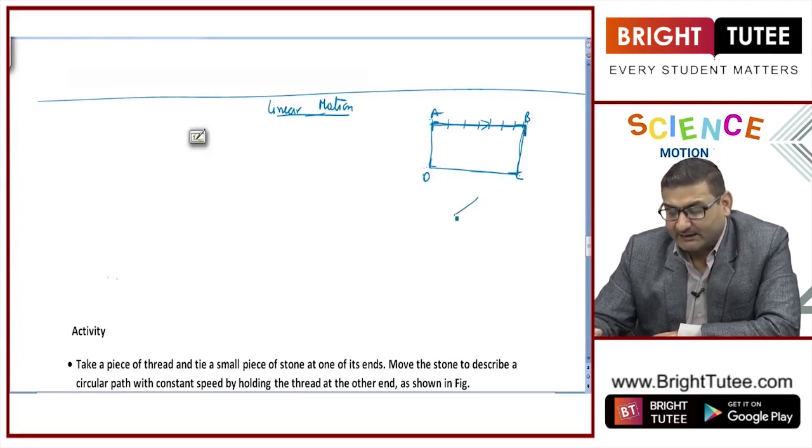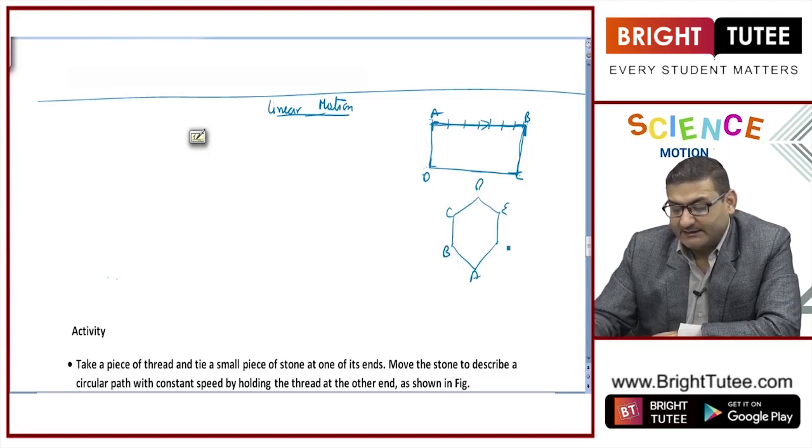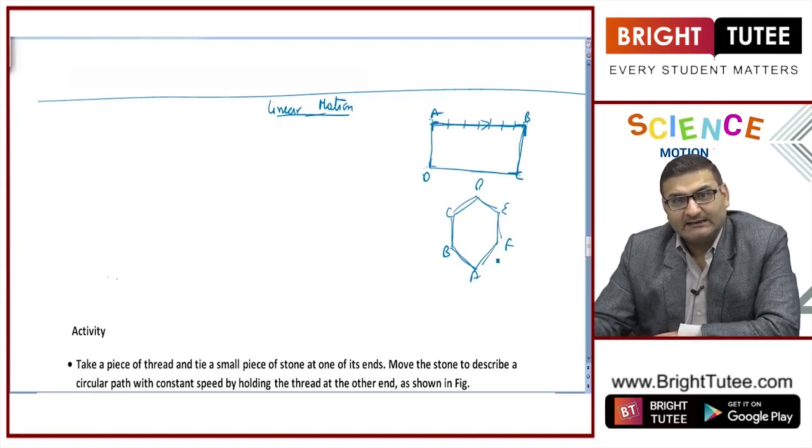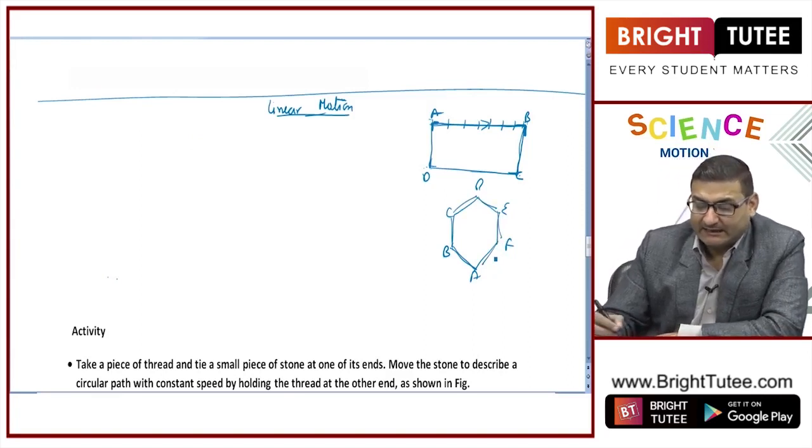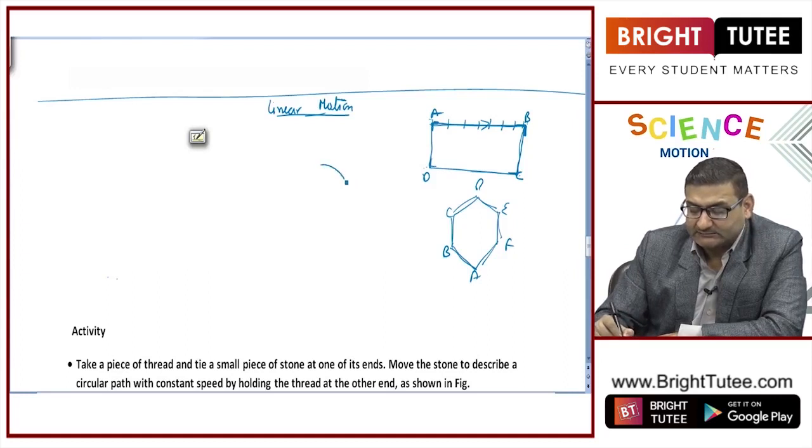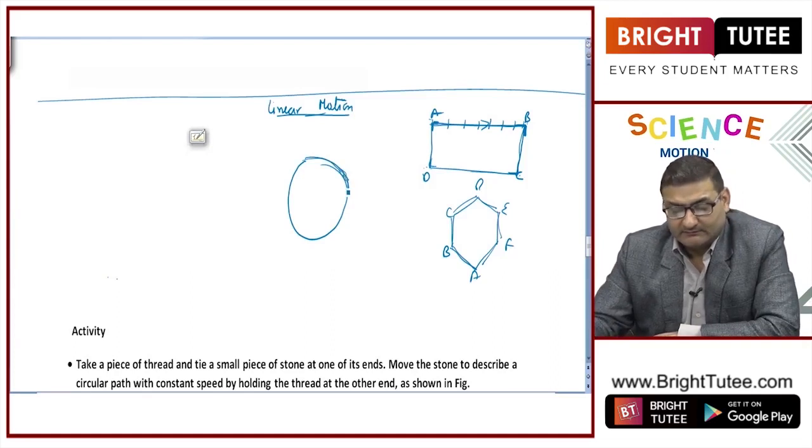Now if I take a hexagonal path A, B, C, D, E, F, the direction of this body will be changing 6 times. What about octagonal? I will keep increasing it, and when I take infinite turns, it will become a circular path. Let us take it to be a normal circle. So this will be a circular path.